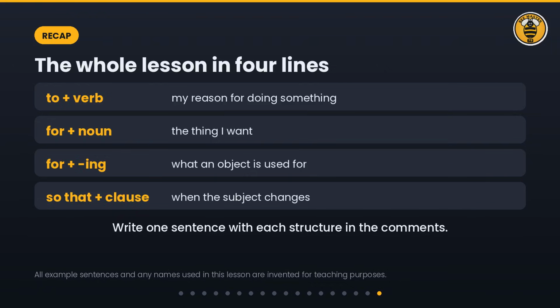Let us finish with the whole lesson in 4 lines. To plus a verb: my reason for doing something. For plus a noun: the thing I want. For plus a verb ending in ing: what an object is used for. And so that plus a clause for when the subject changes or when you need a modal.